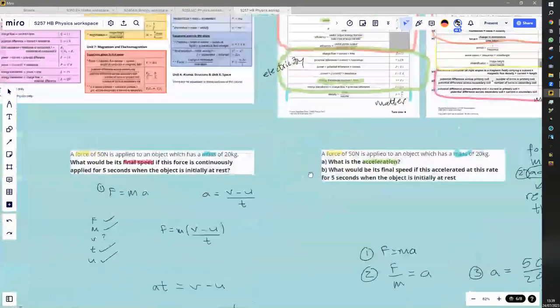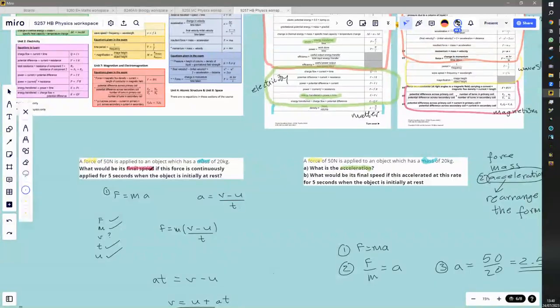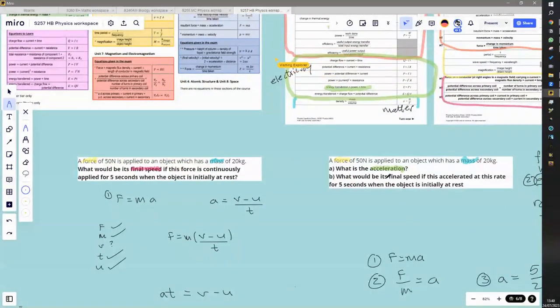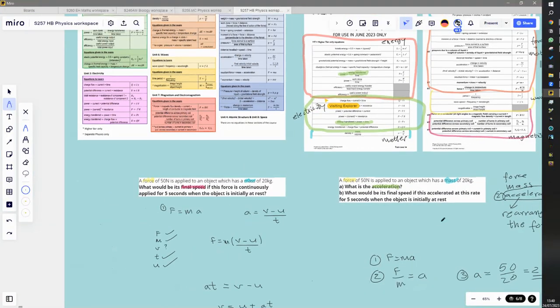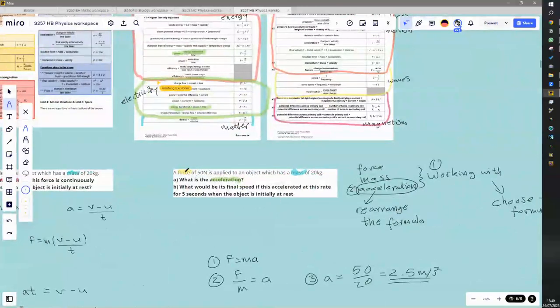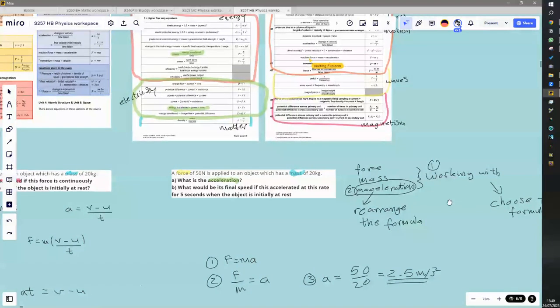So how do we use these equations now? We've got a question here and a question here. They're both the same question, only the one on the right walks you through the stages a little bit more. The first thing to do with any question really is to highlight the things that you are given and the thing that you have to work out. When I say highlight, I don't mean actually highlight, but just identify them. So force, mass, and acceleration. These are the things that we're working with.